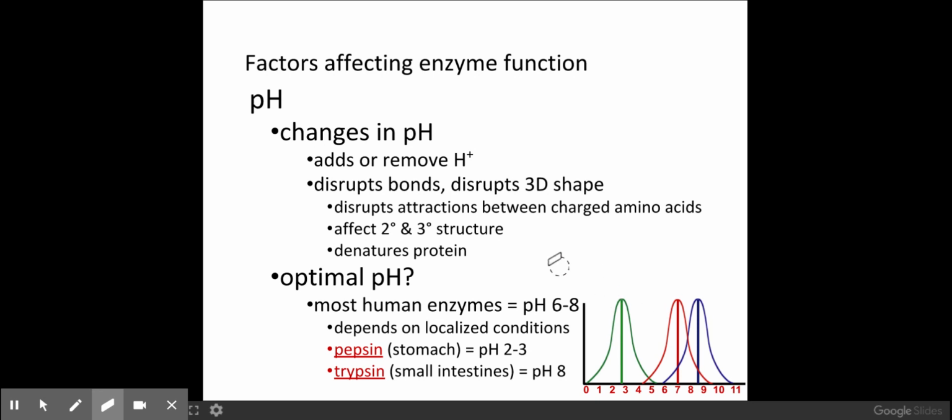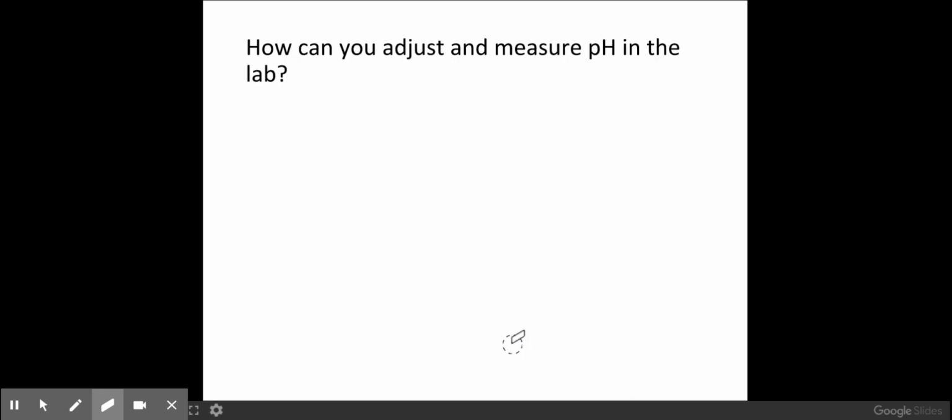So like I said before, most human enzymes function best at that neutral pH, but there are exceptions, particularly in the digestive system. So this is another one that comes up. So if you're trying to conduct a lab experiment and you want to actually adjust the pH, there's some different ways that you can do that.